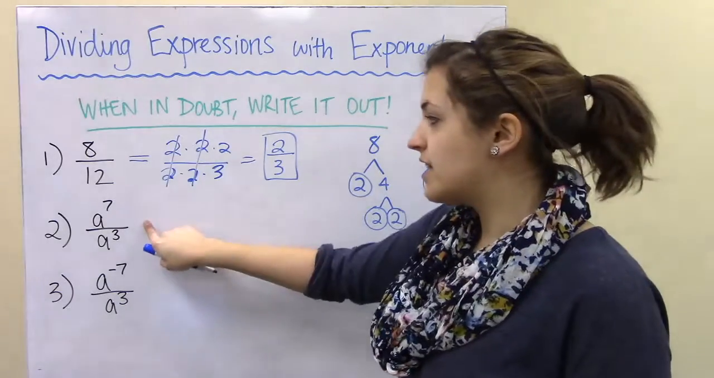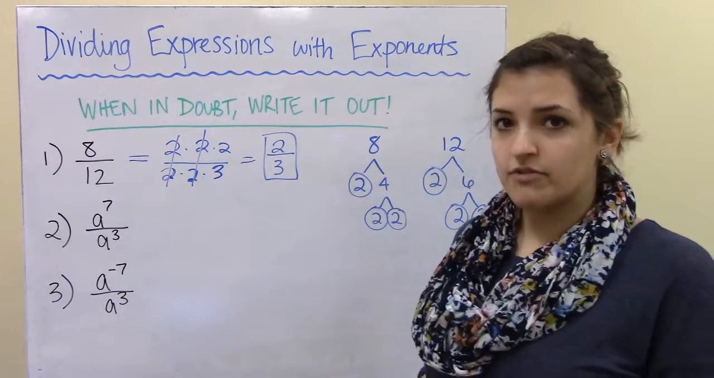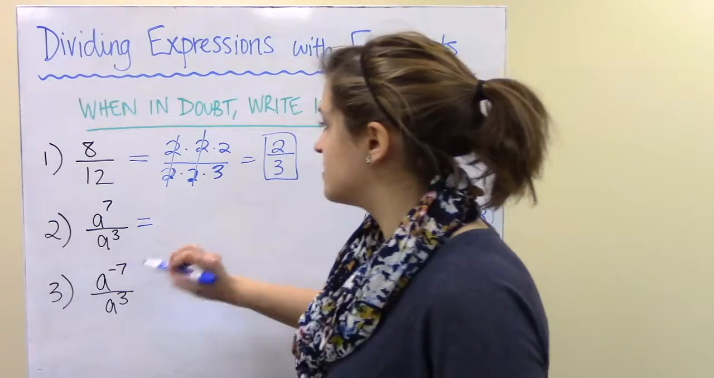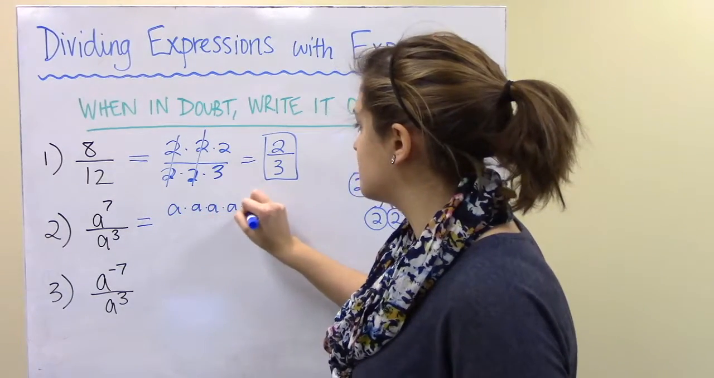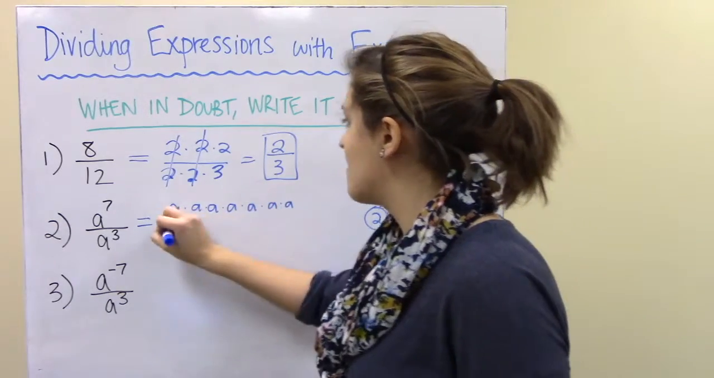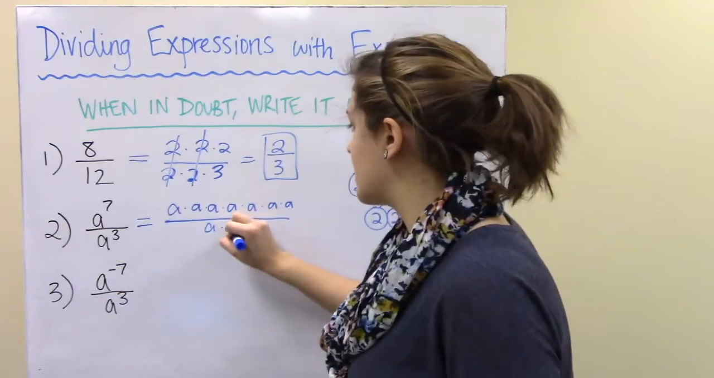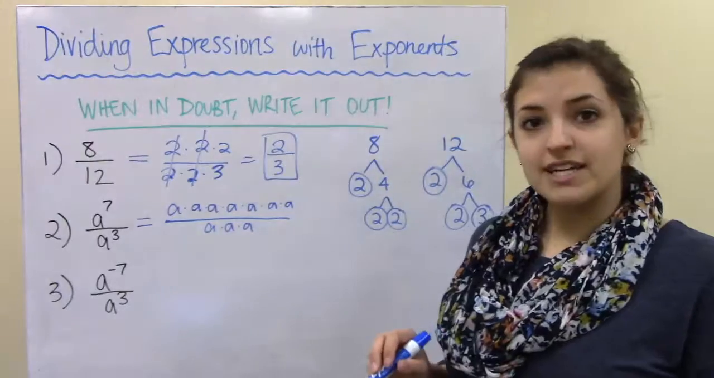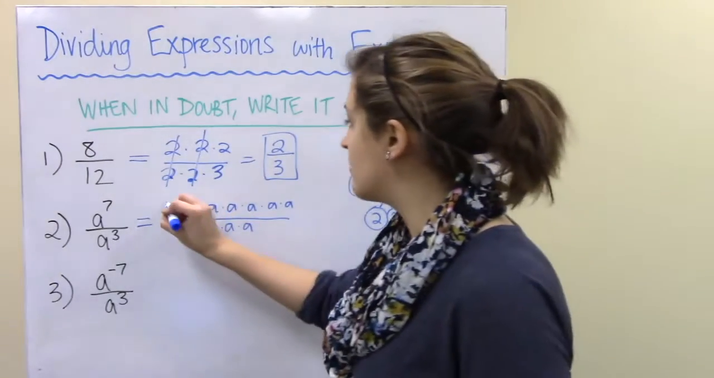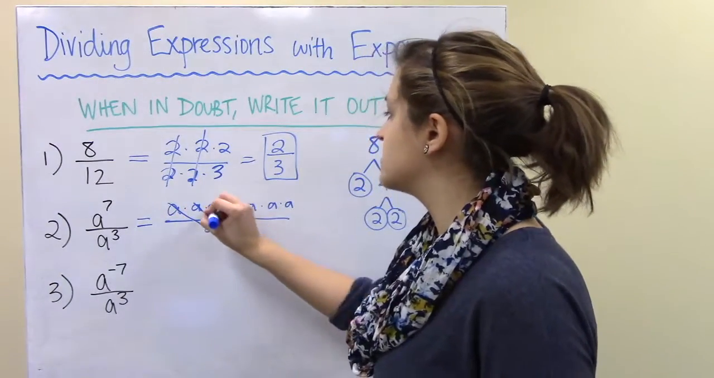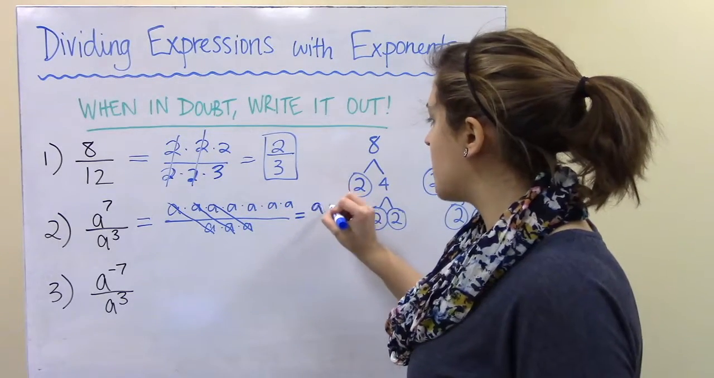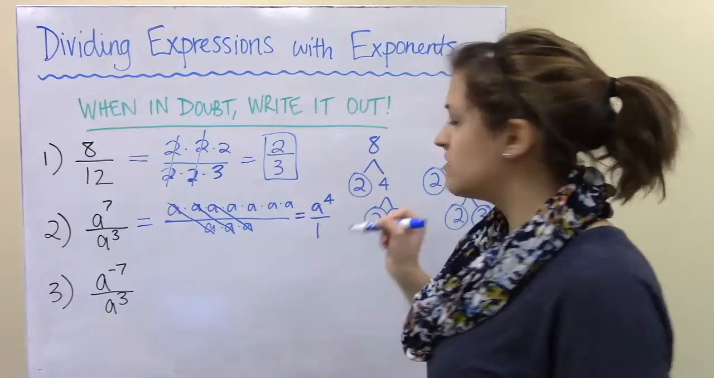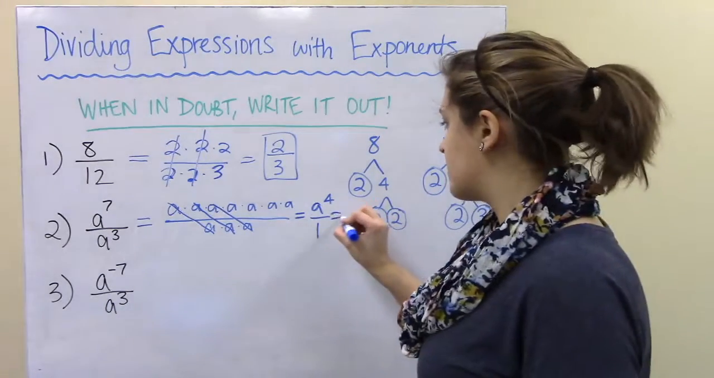All right, for the second one, we have a to the 7th over a cubed. And this, if we write it out, looks like a times a times a times a times a times a times a, all over a times a times a. And now I can cancel the ones that overlap. So I have 1 pair of a's, 2 pairs of a's, and 3. And what I'm left with is 4 on the top. So I have a to the 4th over 1, which is really just a to the 4th.